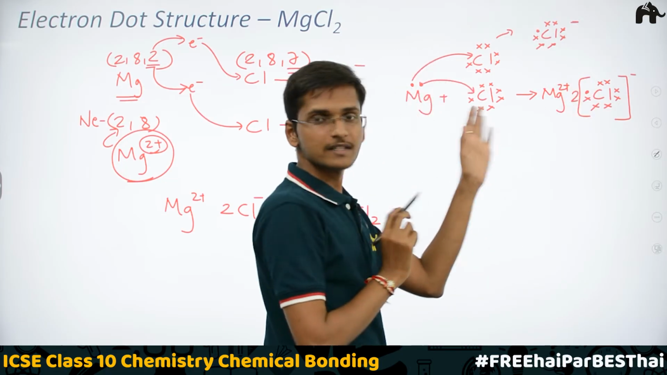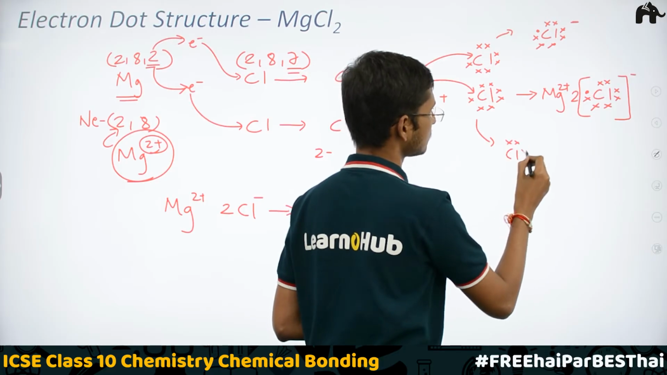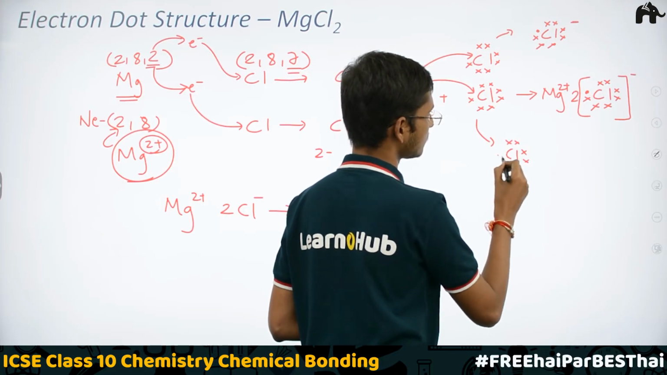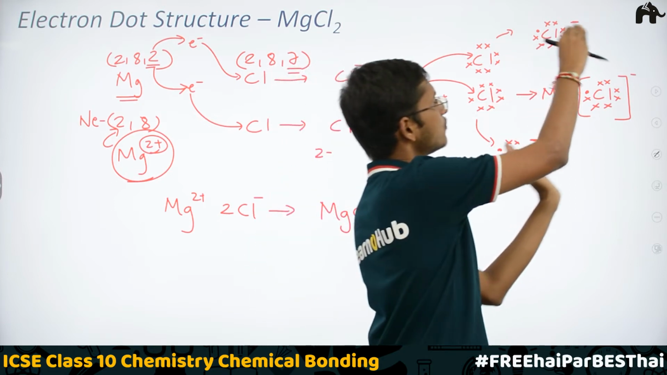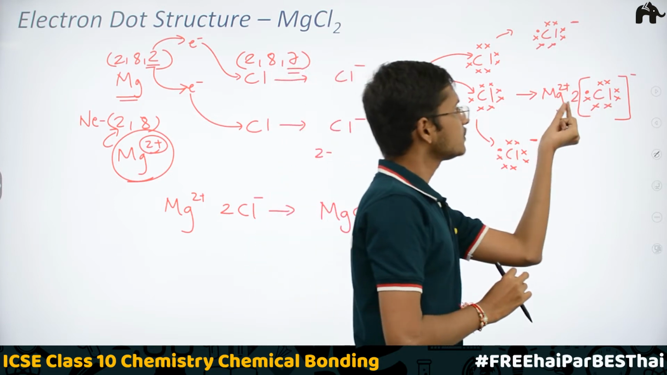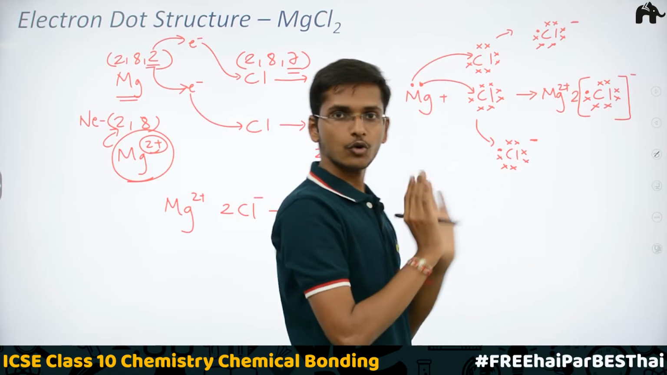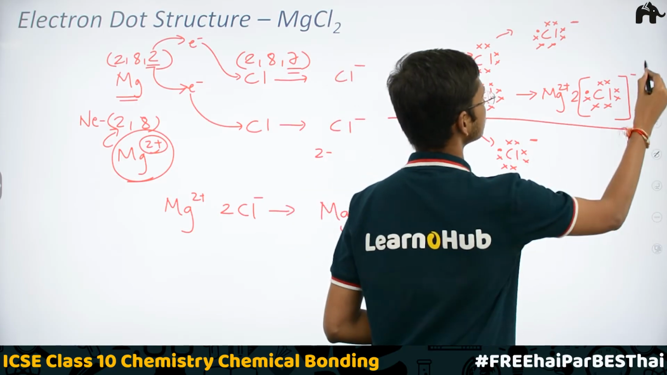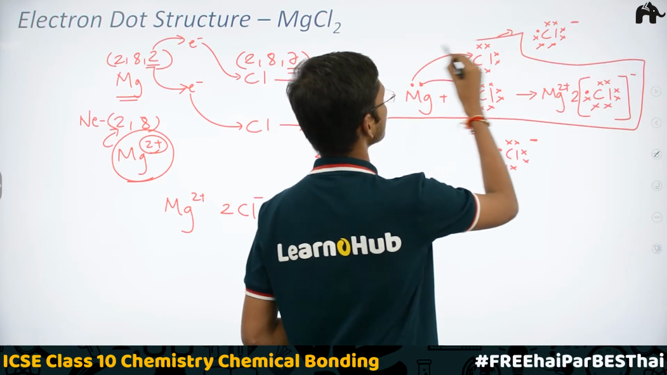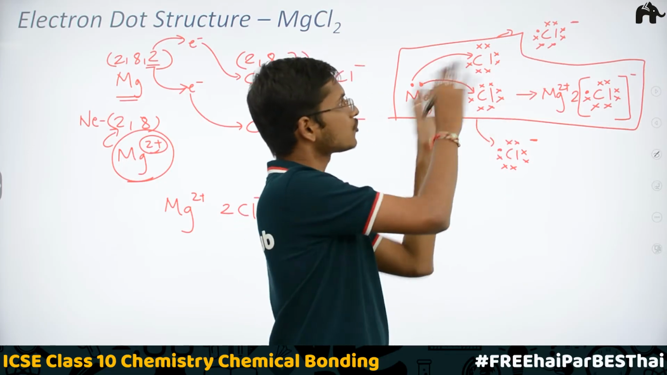This is one Cl minus ion, and after accepting the electron, this is another Cl minus ion. So what I have done is, I have represented both of the Cl minus ions by writing just 2 in front of them and showing the chloride minus ion. Okay, so this becomes our MgCl2, and this is the electron dot structure of MgCl2. No need to draw this chloride ion separately. I have just drawn it to show you.